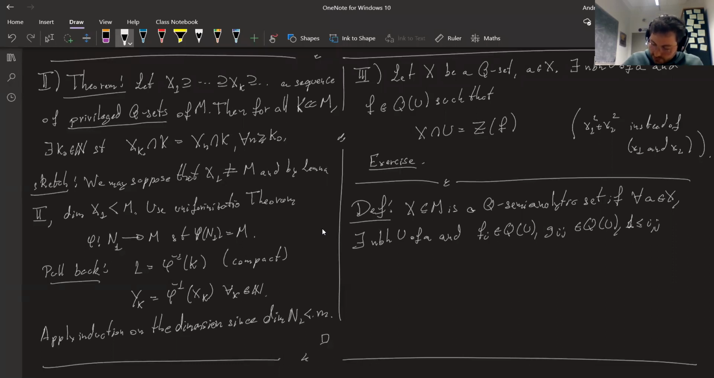1 smaller or equal to i and j smaller or equal to some D, such that X intersect U is nothing but the union from i equals 1 to D of the set f_i equals 0 and g_ij bigger than 0. So this is going to be Q semi-analytic, exactly like the case of analytic. And now we even have an explanation of why we just need one function, right?